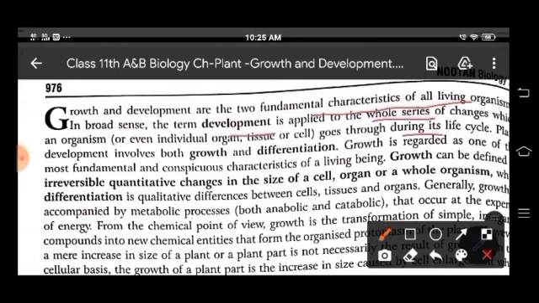Plant development involves growth and differentiation. Growth is regarded as one of the most fundamental and conspicuous characteristics of a living being. It can be defined as irreversible quantitative changes in the size of a cell, organ, or a whole organism, while differentiation is qualitative differences between cells, tissues, and organs.